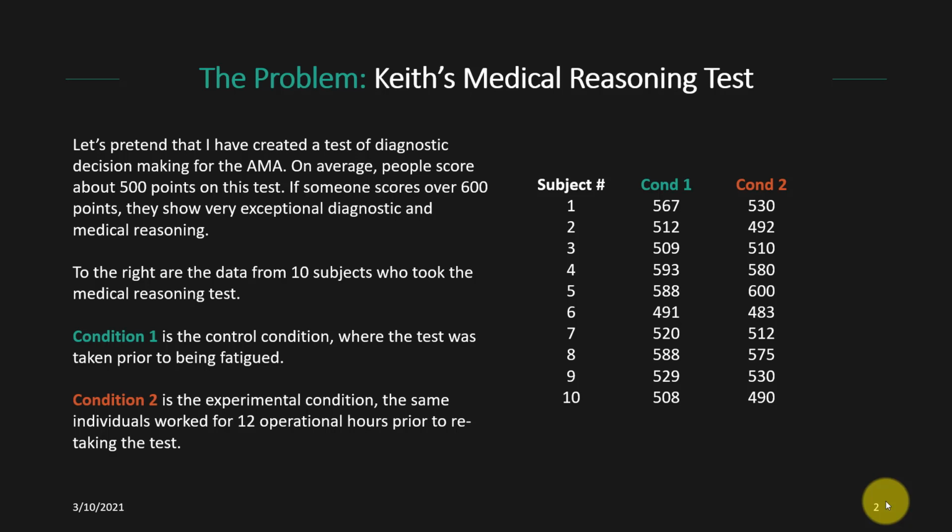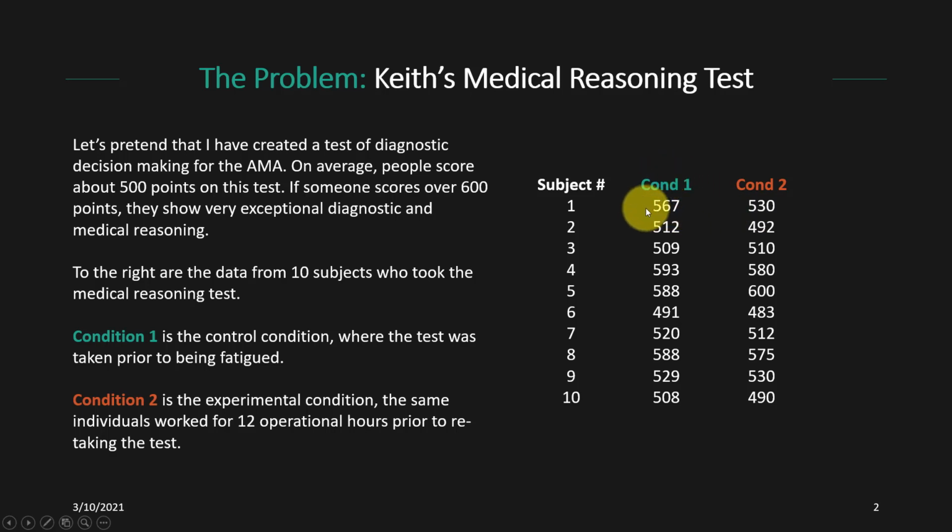Let's pretend that I've created a diagnostic test of medical decision making, and on average people score about 500 points on this test. If someone scores over 600 points, then they're showing exceptional diagnostic and medical reasoning. To the right are data from 10 subjects who took this fictitious medical reasoning test that I made up. And we're going to be recording data from 10 people at two different time points.